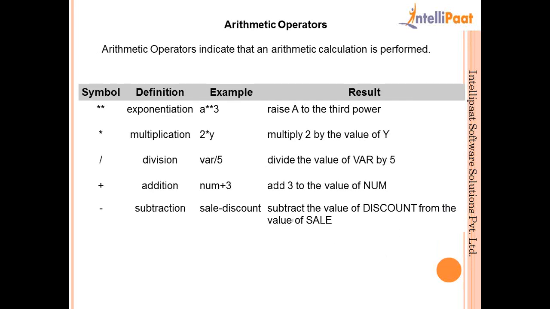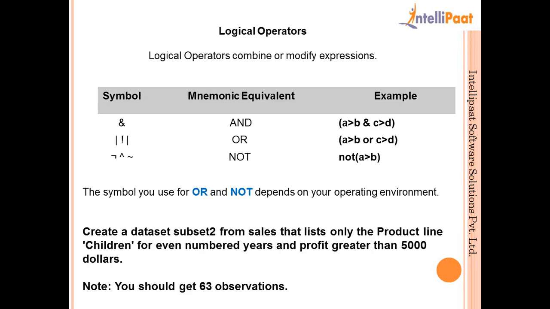Now arithmetic operators. Arithmetic operators indicate that an arithmetic calculation is performed, right? And the symbol is given here: 2 asterisks for exponentiation, the power basically. Multiplication is 1 asterisk, division same as you do in mathematics. So we'll be using these as well when we work with huge data, or if it is required to do any manipulation in the data.